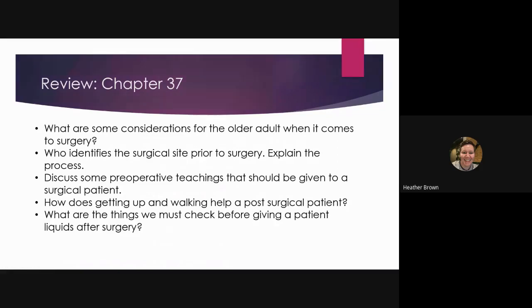So chapter 37, the first question, what are some considerations for the older adult when it comes to surgery? So what are some things that we need to consider when it comes to the older adult and surgery? Are they going to need the same amount of anesthesia perhaps? Are they going to need more or less potentially? Perhaps less. So you need to make sure that you always have an updated height and weight because they might need to adjust the amount of anesthesia that this patient gets.